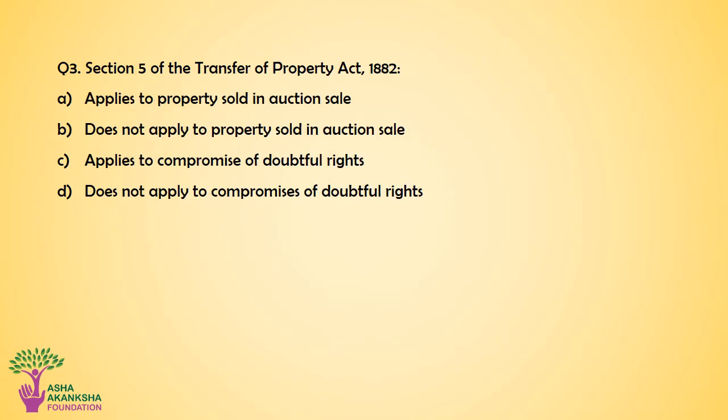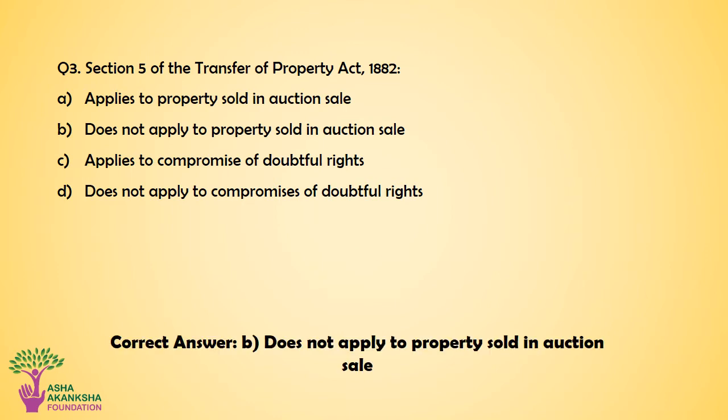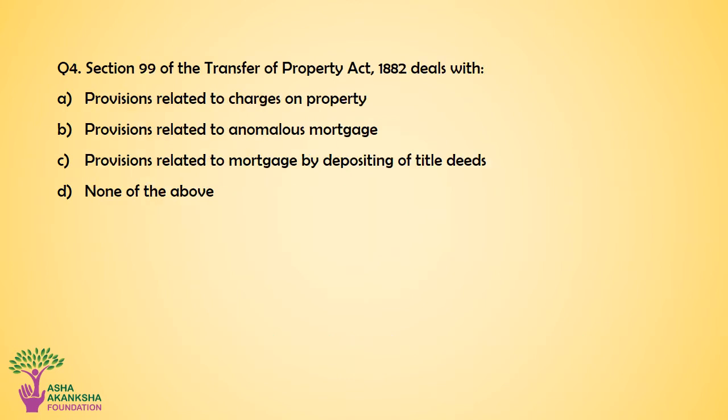Question number 3. Section 5 of the Transfer of Property Act 1882, option A, applies to property sold in auction sale. Option B, does not apply to property sold in auction sale. Option C, applies to compromise of doubtful rights. Or option D, does not apply to compromises of doubtful rights. The correct answer for this question is option B, does not apply to property sold in auction sale.